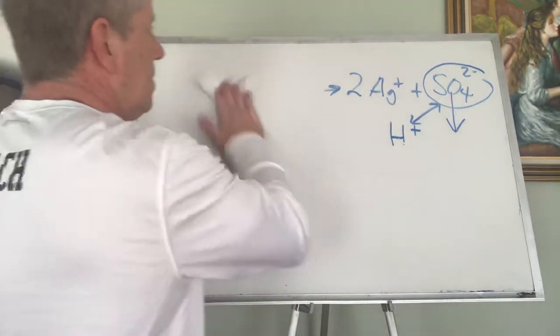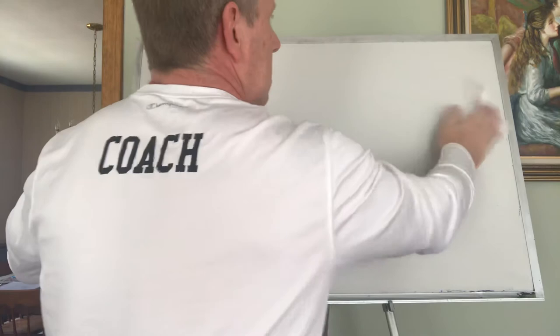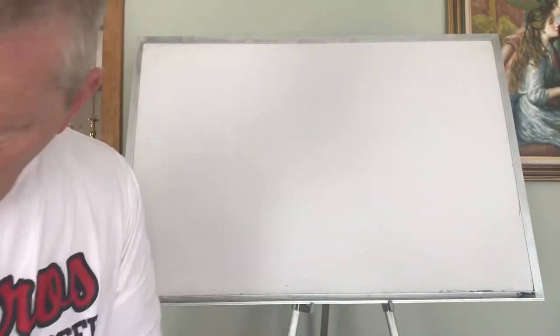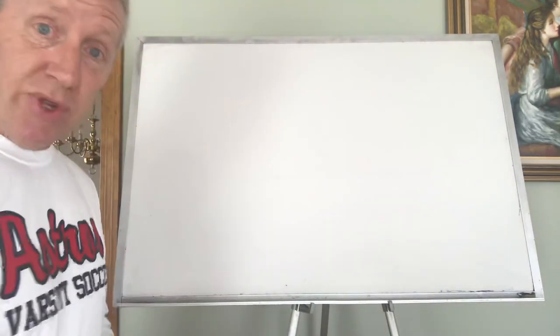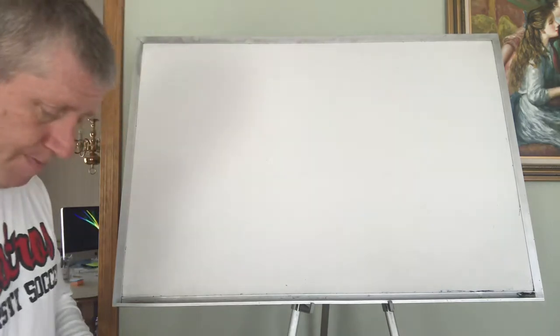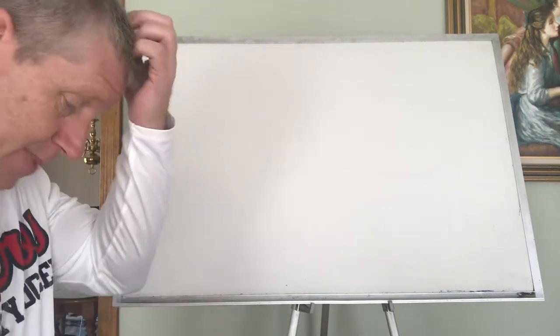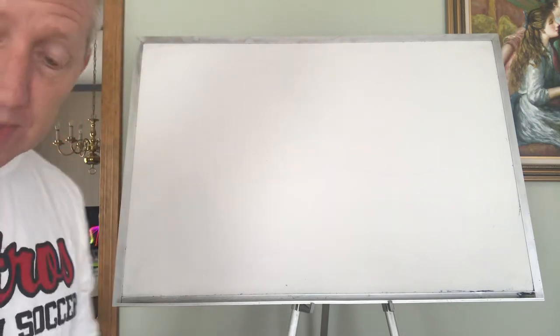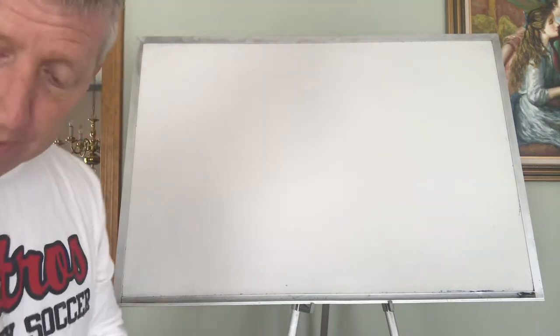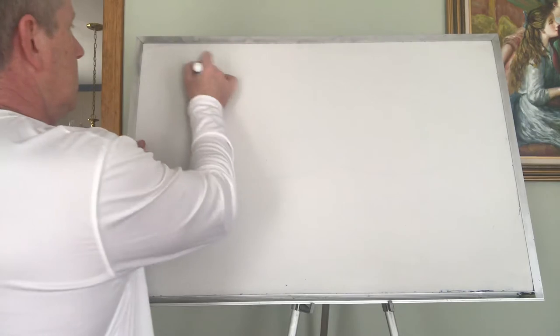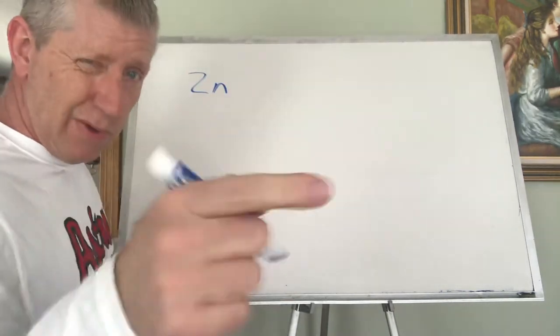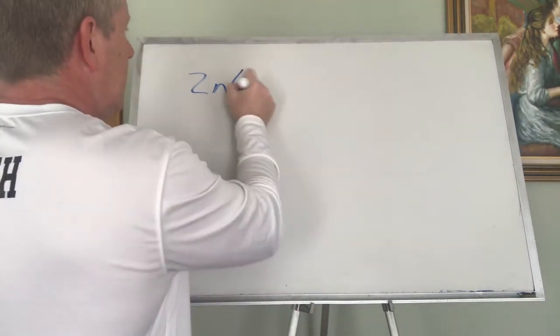Okay, let's try another one. One more of these here. And you can try the rest at home, kids. Let's see. We just did B. Well, let's try C. C has a zinc hydroxide in it. So let's try that one and see what happens with that. Zinc hydroxide.